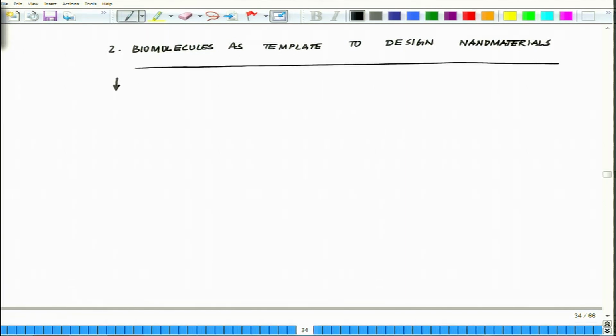Now, when we talk about template assisted synthesis, there are various biomolecules you can use: nucleic acids, bilipid membranes, different viruses, and diatoms. You might wonder what diatoms are.